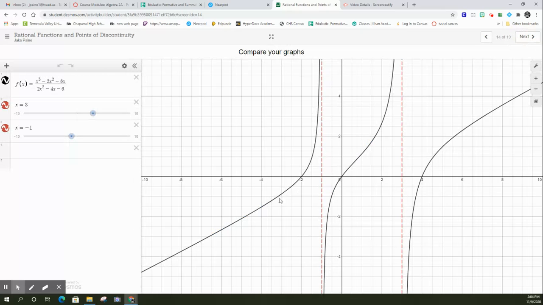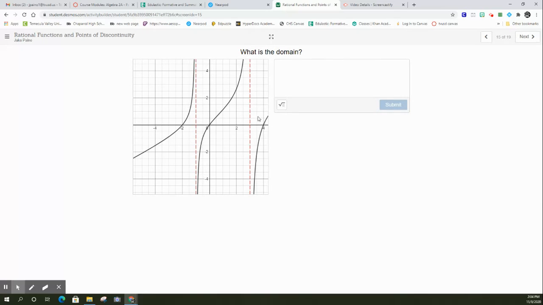How did we do? Got the 3 parts, it's going up. It's a pretty good job there. All right, so what's our domain going to be? Well, it's just all real numbers except those vertical asymptotes. So all real numbers except negative 1 and positive 3. So in interval notation, we're going to go negative infinity to negative 1, union negative 1 to 3, union 3 to infinity.